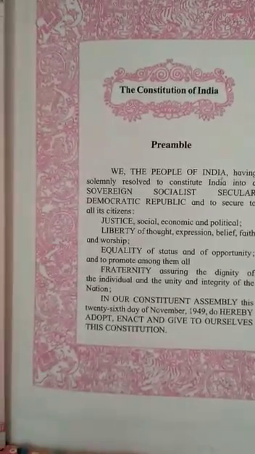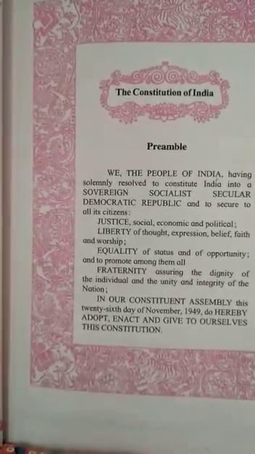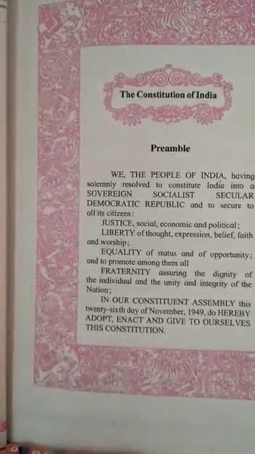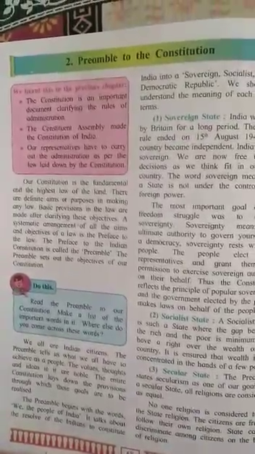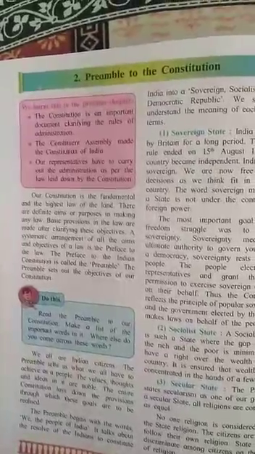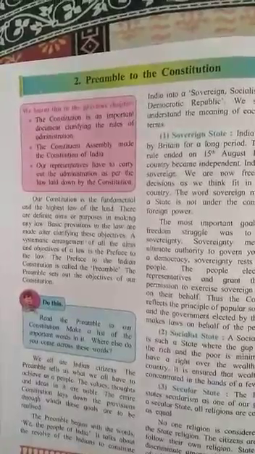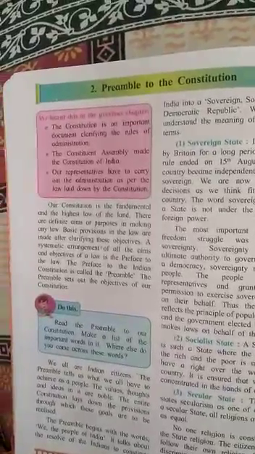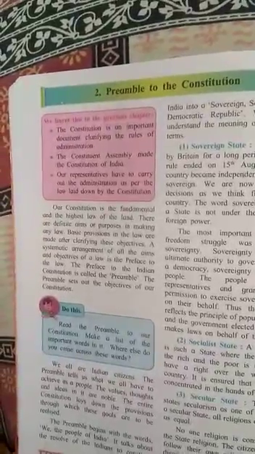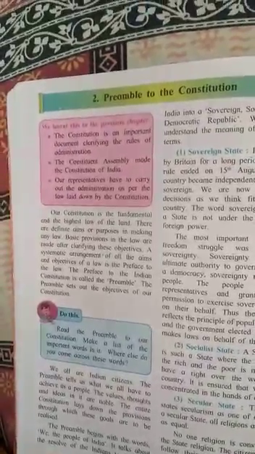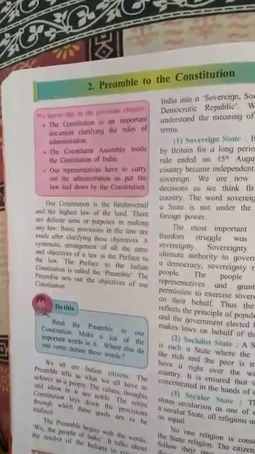So in this video we are going to study Standard 7 Civics lesson number 2, Preamble to the Constitution. Our Constitution is the fundamental and the highest law of the land. There are definite aims or purposes in making any law, and a systematic arrangement of all the aims and objectives of a law is the preface to the law.